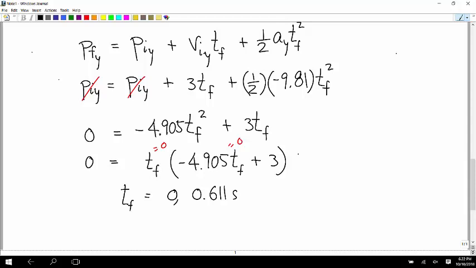Okay, so usually when we have two values of time, one's negative and one's positive, and that's how we know we only want the positive one. These are both possible times, right? Neither one of them is negative. How do we know which one of these we want? We don't want 0 because what we're saying is, how long does it take for the object to get to the height that it starts at? 0 is saying, well, it's at the height it starts at right when you throw it. So that's the one that we don't want. What we do want is the other one. So it's going to take 0.611 seconds for it to get back to the hand.